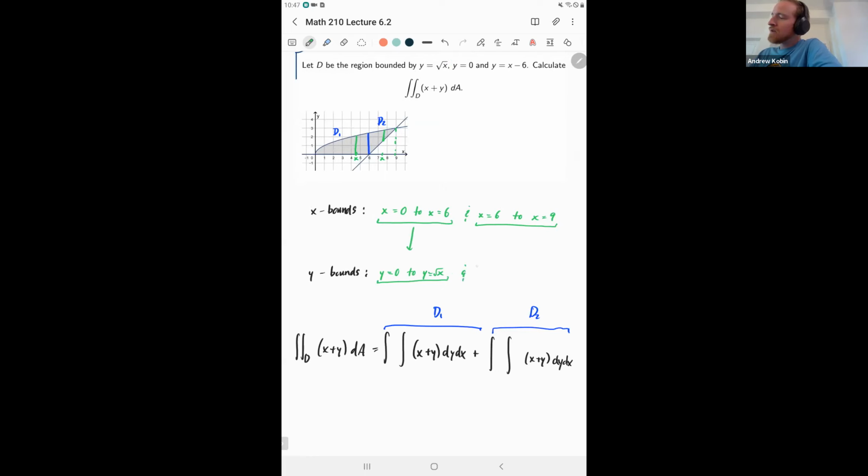And let's do the second region. When we're between 6 and 9 for the x value, the y ranges start at the line and go up to the curve. We have equations for everything.